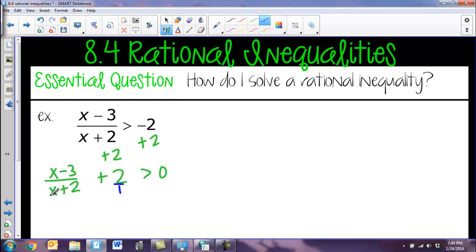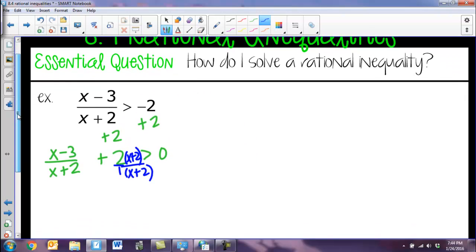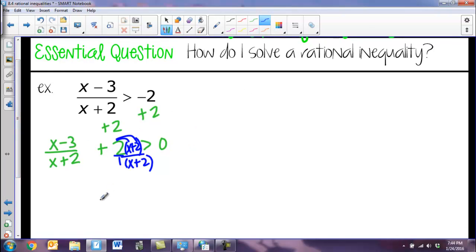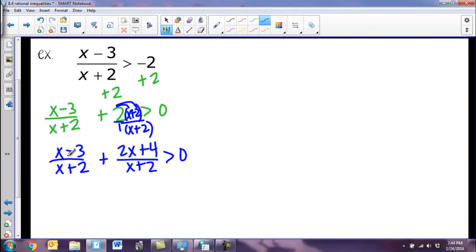This one was over 1, so my common denominator here would be x plus 2. So I have to multiply this number by x plus 2 over x plus 2. Now I can add them together because they have a common denominator, and I can distribute that 2 into the second term. So I would have x minus 3 over x plus 2 plus 2x plus 4 all over x plus 2. At this point, we have common denominators, so I can add this up. My top would be 3x minus 3 plus 4, which is 3x plus 1, sorry, I don't know how to add today, all over x plus 2.